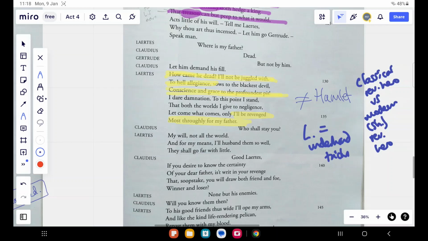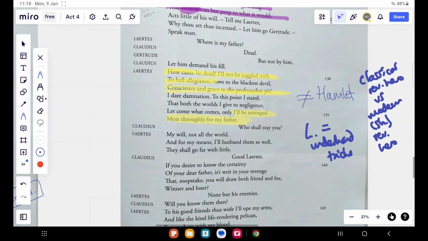Some stigmatia here. Where is my father? Dead, but not by him? Let him demand his fill. How came he dead? I'll not be juggled with. To hell allegiance, vows to the blackest devil, conscience and grace to the profoundest pit. I'll be revenged most thoroughly for my father.